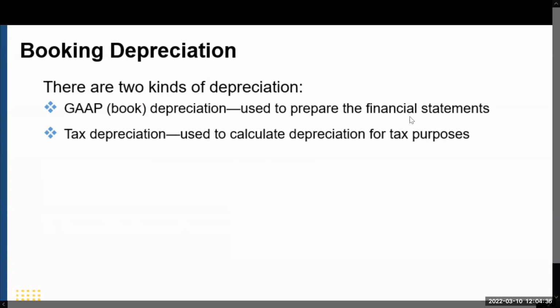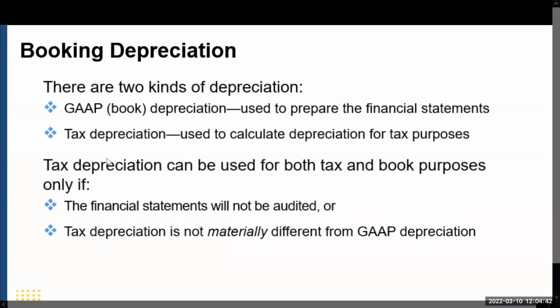GAAP depreciation is what you use for financial statements. Tax depreciation is obviously for taxes. We did talk about this; this is something that is different. So tax depreciation can be used for both if you're not auditing the financial statements and it's not material, or it's not material. That does say or. So yes.